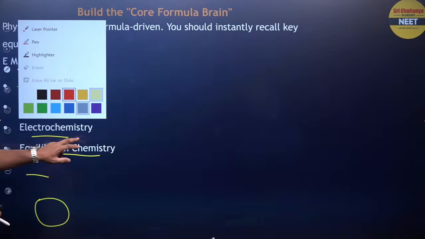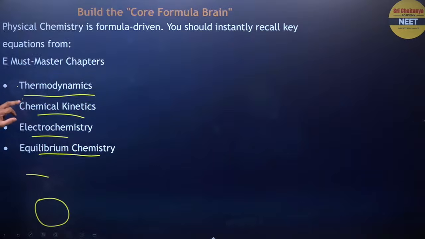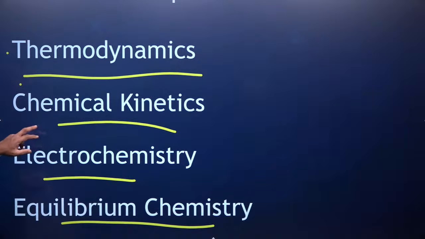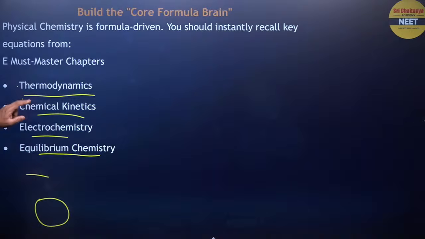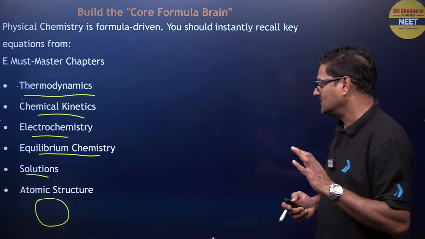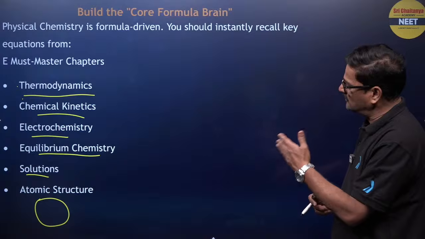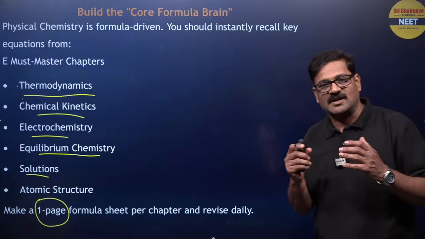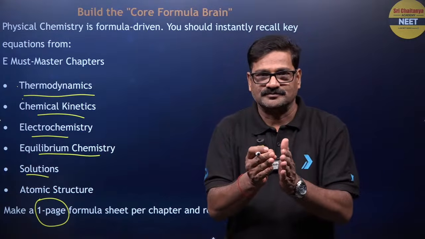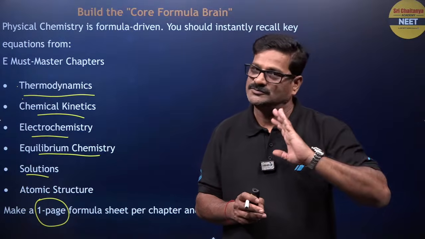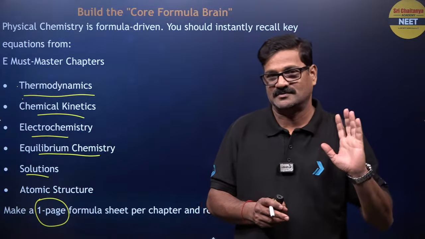Here you have one chapter formula sheet: 1, 2, 3, 4, 5 and 6. Six sheets you have to make. If you take the atomic structure, there won't be that many formulas. Every day you revise it. I am going to tell you, if you have the formula in your mind, one question is yours, one out of a total of 45 questions.